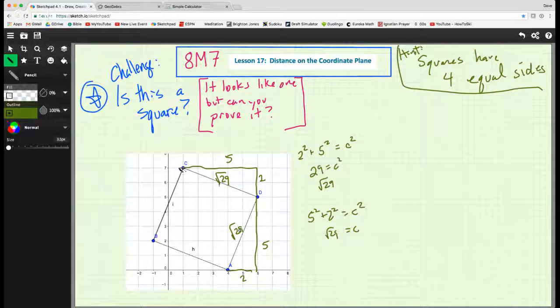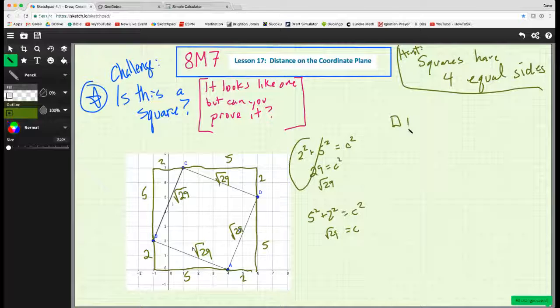Well, let's look at this one. Well, this one's 2 and 5. So when you do your Pythagorean theorem, you're going to end up with this side I being the square root of 29. And finally, side H. Well, what do we have? H is the hypotenuse of a triangle with legs of 2 and 5. So H is also the square root of 29. And so the answer is, quadrilateral ABCD is a square because it has 4 equal sides.